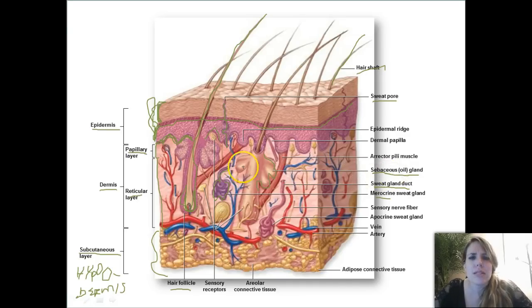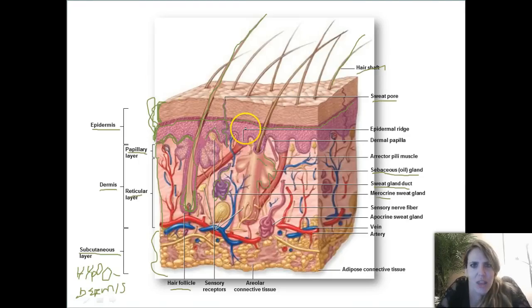But that oil gets secreted right into the place, the shaft, where the hair is coming out. And so, if you haven't washed your hair in a while and it gets all greasy, yeah, that's because of the sebum, the oil that's being secreted by the sebaceous glands into your hair shaft. What else do we got here?